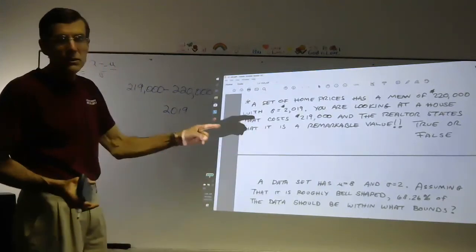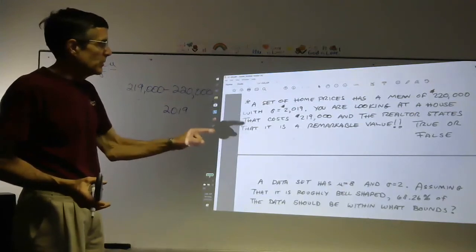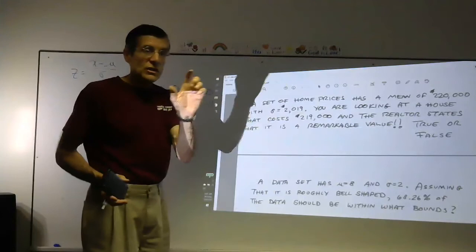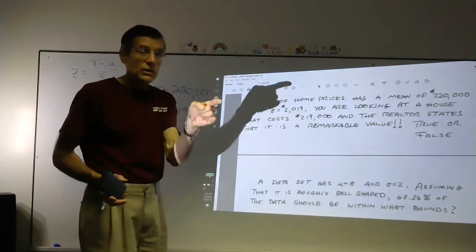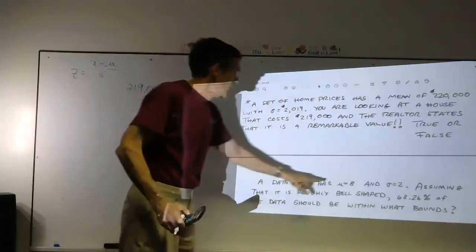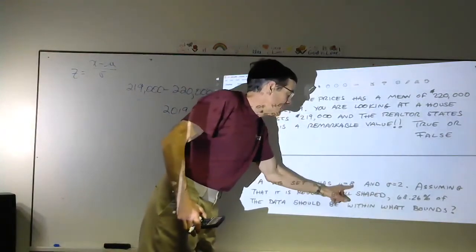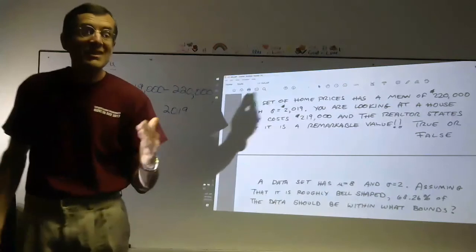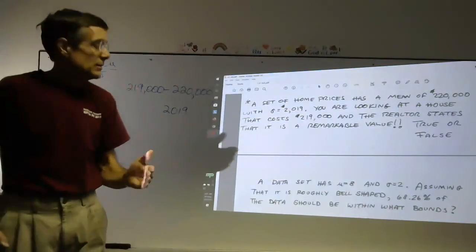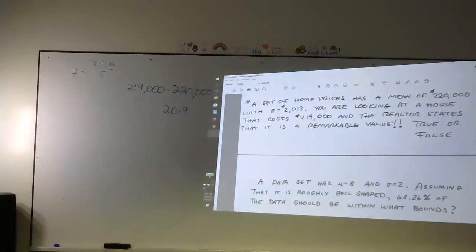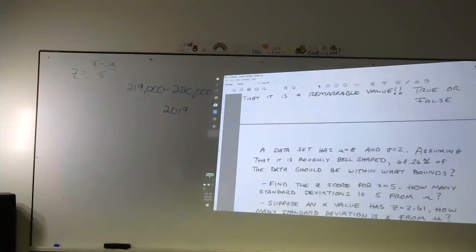The data set has mu equal to 8, sigma is 2, assuming it is roughly bell-shaped. There's the empirical rule: 68.26% of the data should be within what bounds? Isn't 68.26 one standard deviation below and above? One below and above, would it not be from 6 to 10? Right? Go 2 below and 2 above. Okay? Are we loving this stuff or what? I mean, heck, this is wonderful.